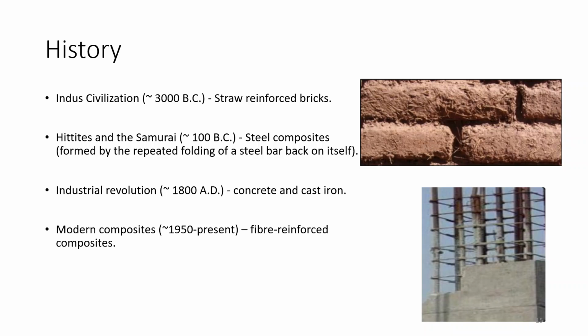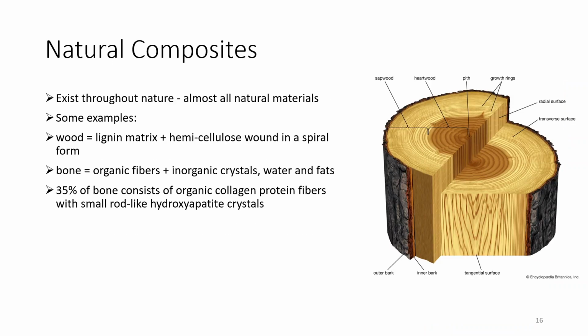An industrial revolution occurred around 1800 AD, and it used concrete and cast iron. And in modern composites, from 1950 to present, we can see fiber reinforced composites. Now, natural composites also exist throughout nature, and almost all natural materials are in the form of composites. Some of the examples include wood.